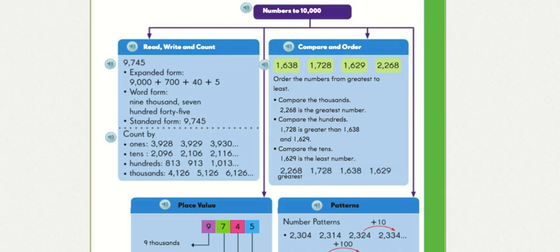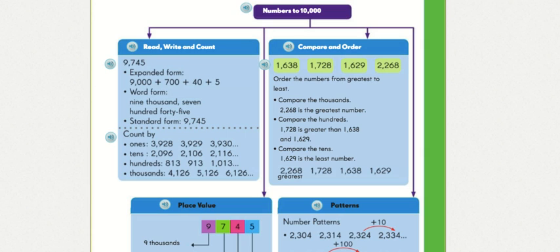So here we have 4 numbers, and I've been really impressed with how you guys were able to compare and order numbers when we looked at the planets, and you even did negative numbers, so this will be a piece of cake for you. 1,638, 1,728, 1,629, 2,268.